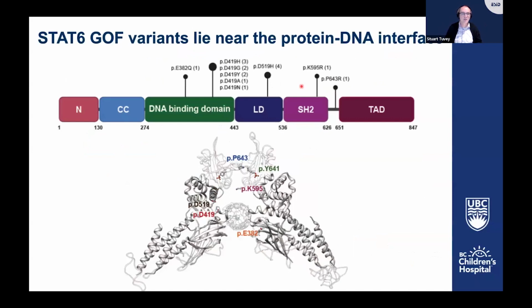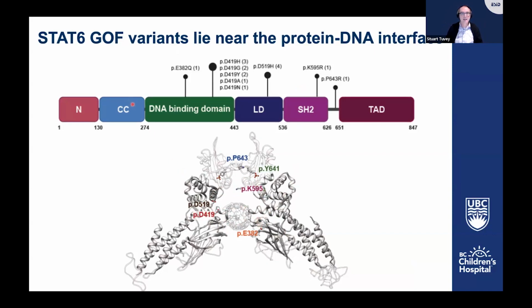And I showed you the different patients and their different genetic variants. But when we line them up against the structure of the gene, we start to see something quite compelling. So here in the 3D structure, I'm showing you the DNA. And here is the STAT6 dimer binding the DNA as it does, being a transcription factor. And what we start to see is that the genetic changes linked to STAT6 gain of function are all at the interface between the DNA and the transcription factor.